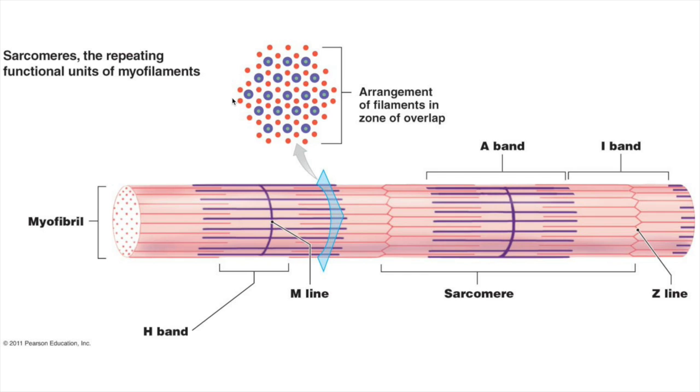So we're going to look closer at myofibrils now. They are made up of sarcomeres. Sarcomeres are the smallest functional unit of a muscle, and they're made up of what we call thick and thin filaments. The thick filaments, they're blue in this figure. The thick filaments are myosin, M-Y-O-S-I-N, and the thin filaments are made up of actin.